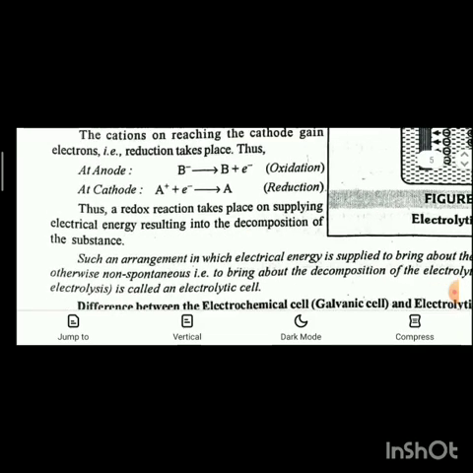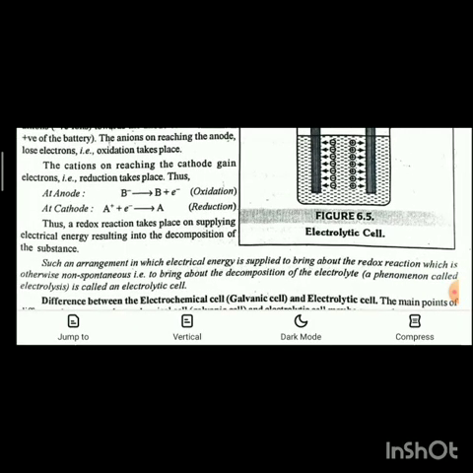Such an arrangement in which electrical energy is supplied to bring about the redox reaction, which is otherwise non-spontaneous, to bring about the decomposition of the electrolyte, a phenomenon called electrolysis, is called an electrolytic cell.